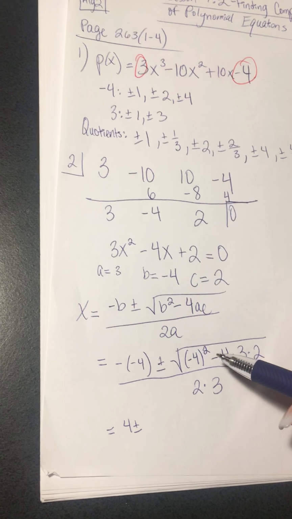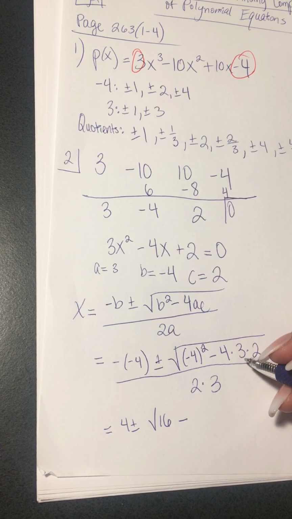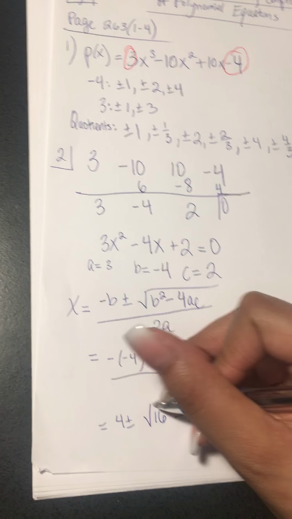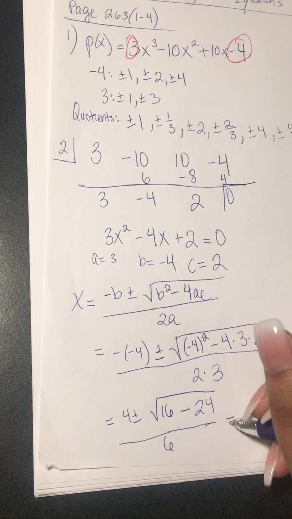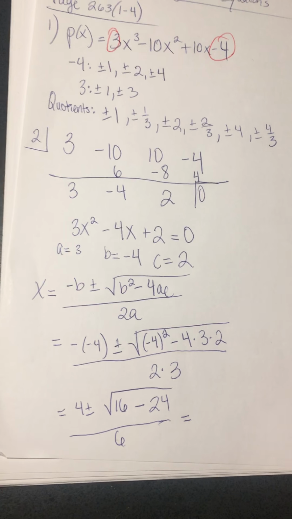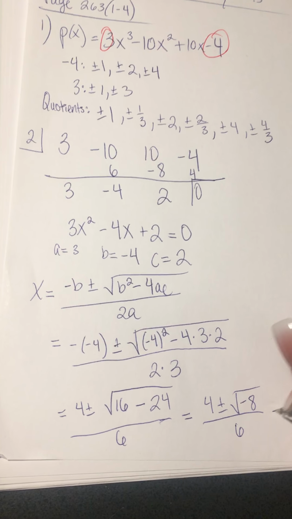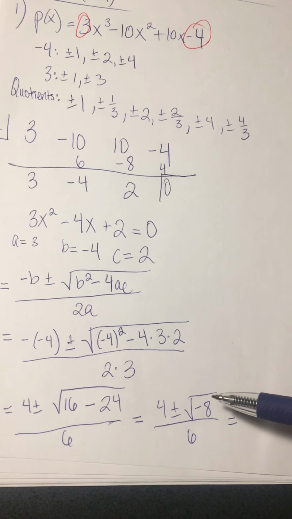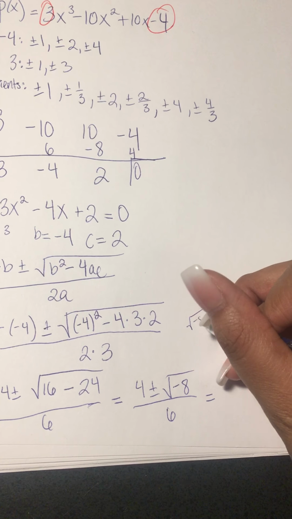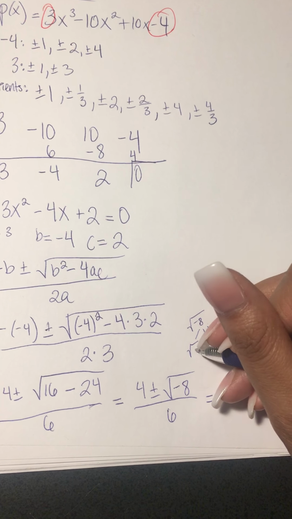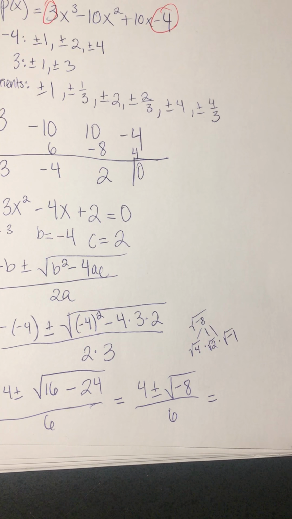4 squared, or negative 4 squared, is 16. So the square root of 16 minus 4 times 3 is 12, times 2 is 24. We can subtract 16 minus 24, negative 8. And you have to think, can I simplify the square root of 8, or is there a perfect square that divides into 8? Yes, there is. So the perfect square that divides into 8 is 4, square root of 4. And factor out your negative 1.